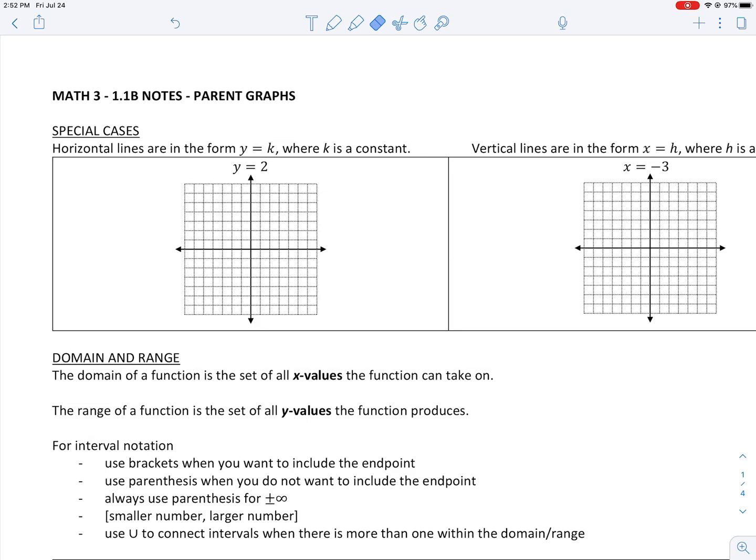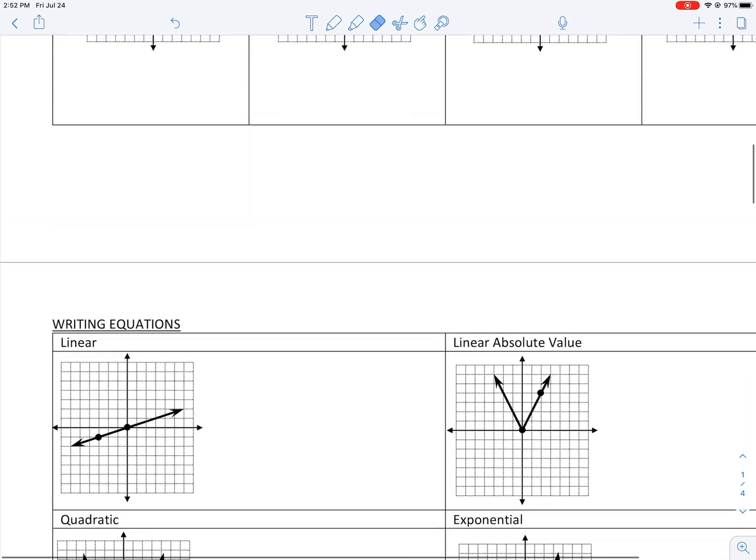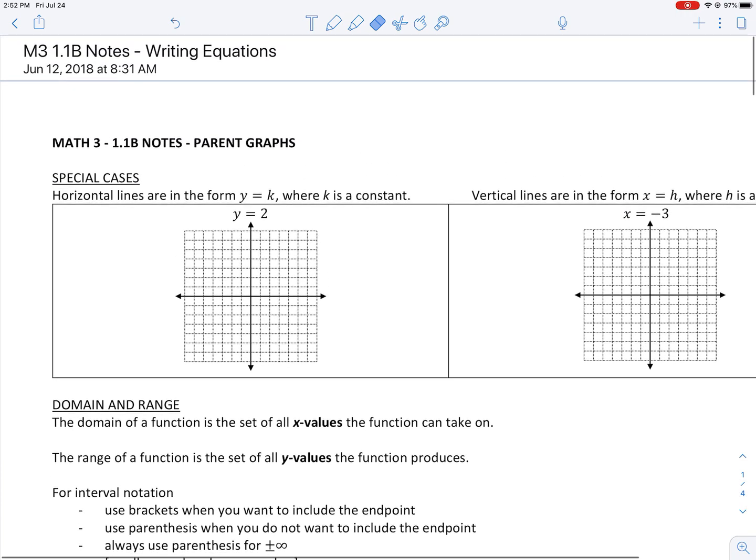Okay, so we're going to talk about some special cases with horizontal lines and vertical lines, and then we're going to go into domain and range, and then we're going to work on writing some equations. So a little bit of everything today.